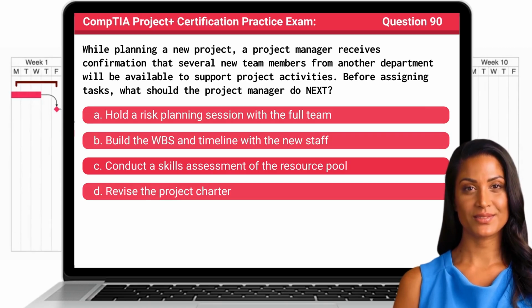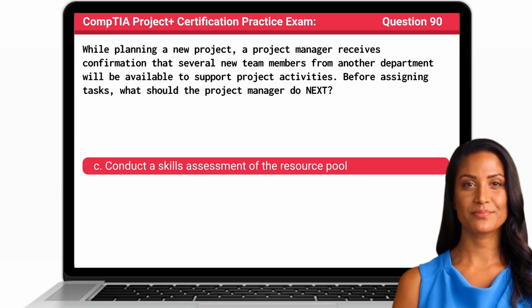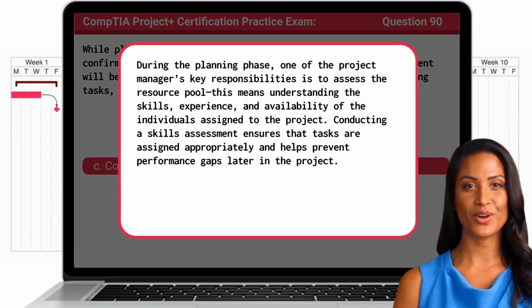The answer is C. Conduct a skills assessment of the resource pool. During the planning phase, one of the project manager's key responsibilities is to assess the resource pool. This means understanding the skills, experience, and availability of the individuals assigned to the project. Conducting a skills assessment ensures that tasks are assigned appropriately and helps prevent performance gaps later in the project.